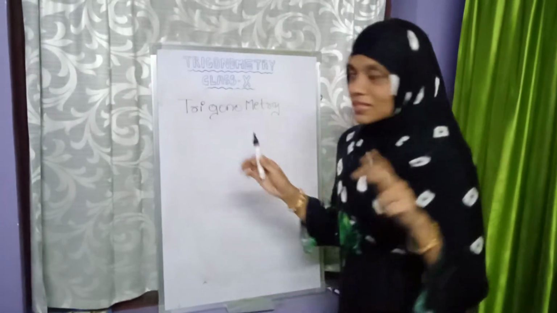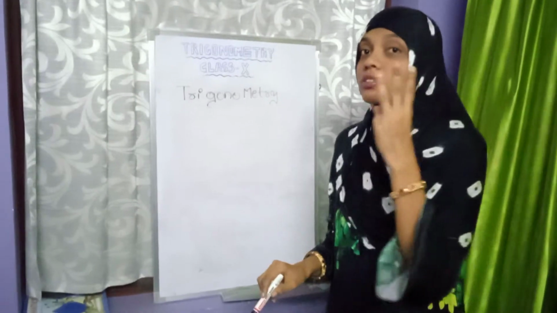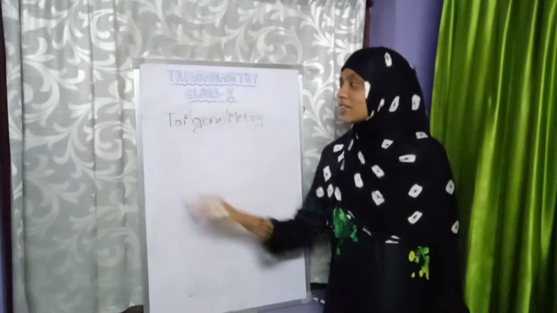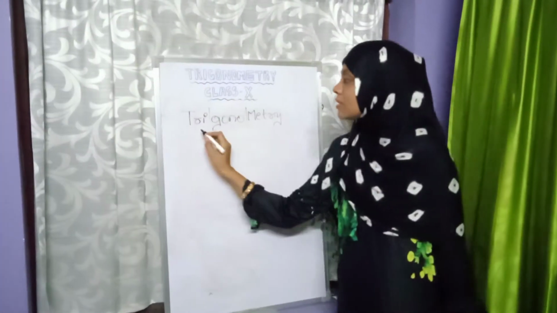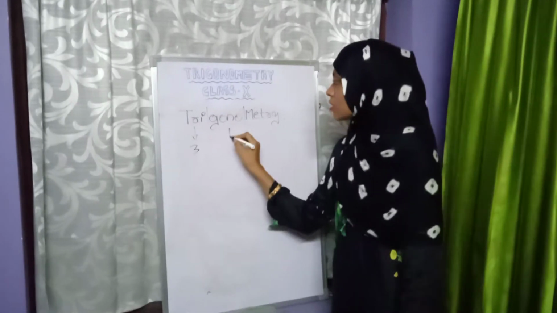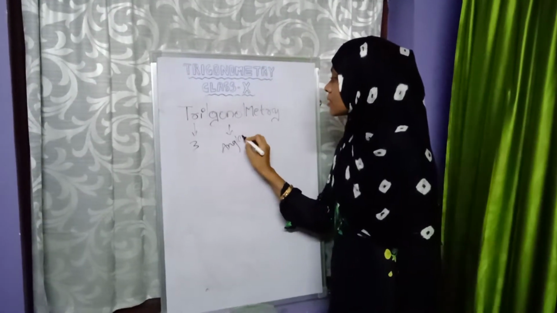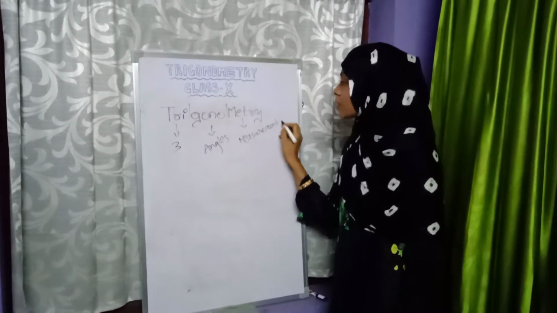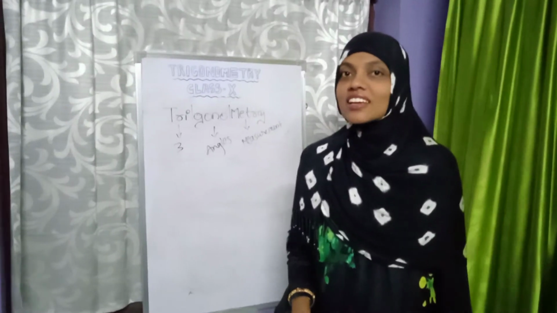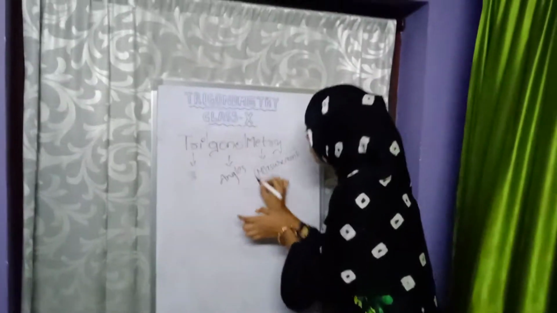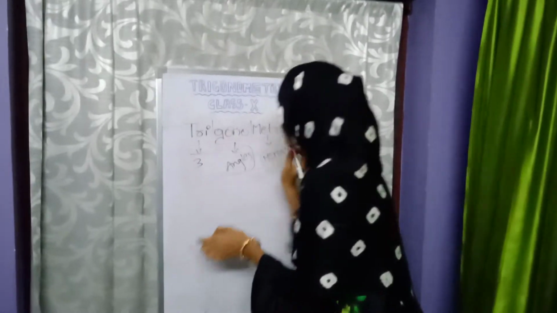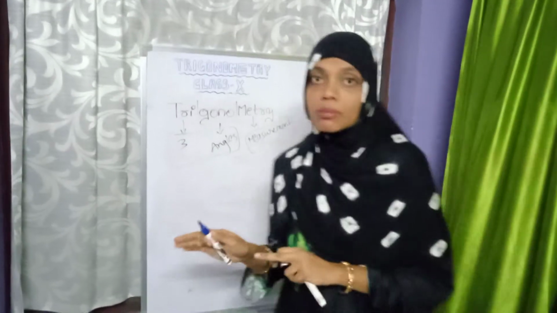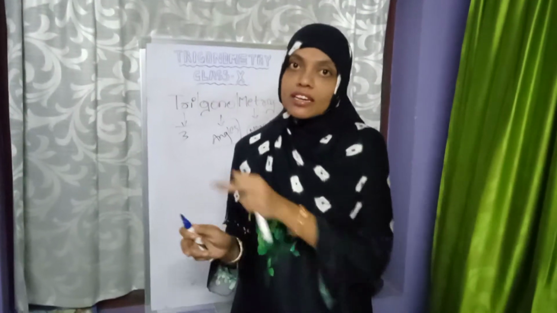Okay, so see children, the word trigonometry is divided into three terms: tri, gono and metry. What is the meaning of tri? Three. And what is gono? Gono means angles and metry means measurement. So from this we can say the definition of trigonometry. What is the definition? It is the measurement of triangles. It's known as trigonometry.